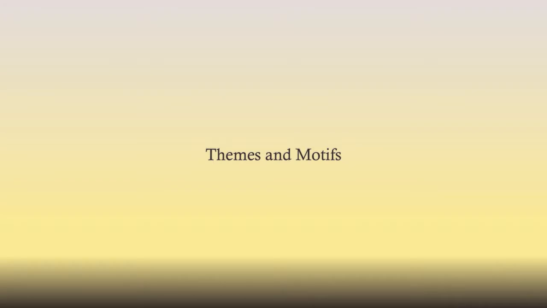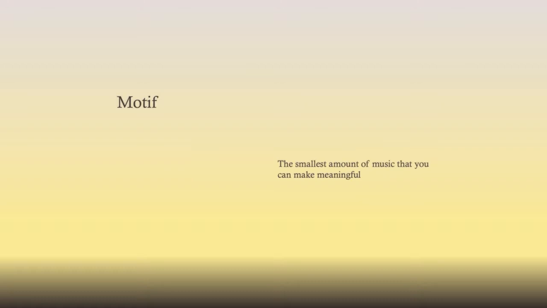Let's talk about the most important part of a soundtrack for a film or video game, and that is the themes and motifs. The motif is the smallest amount of music that you can make meaningful. It is the group or phrase of notes that, when played together, conveys some kind of idea, and this idea can be repeated throughout the game or film, and each time it might have different meaning depending on what the scene is, but you keep coming back to it.